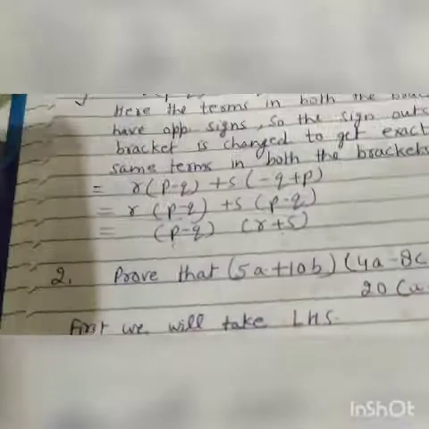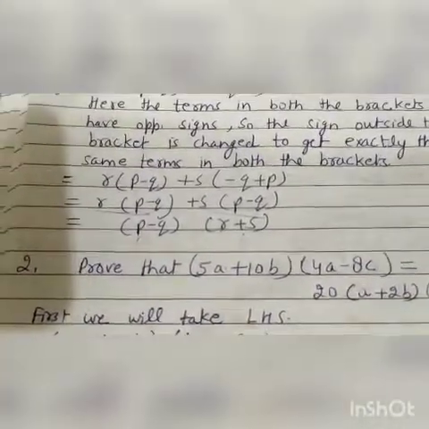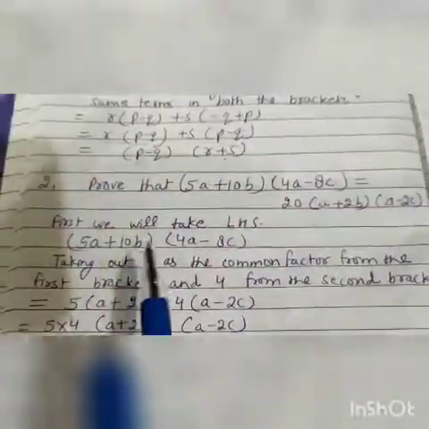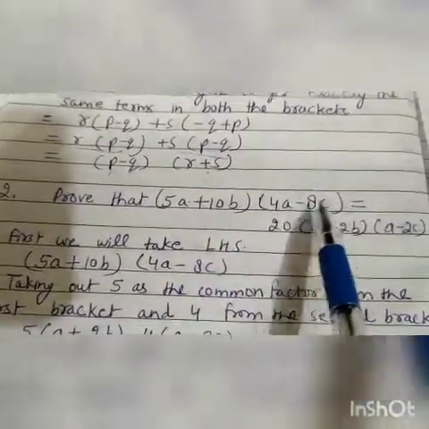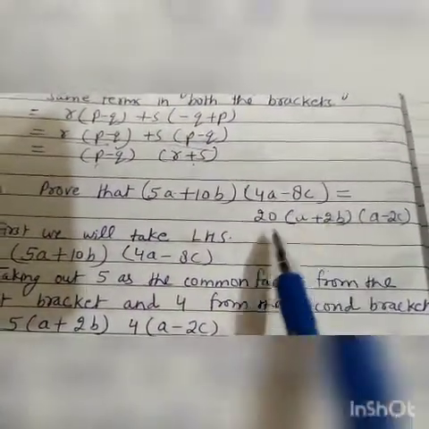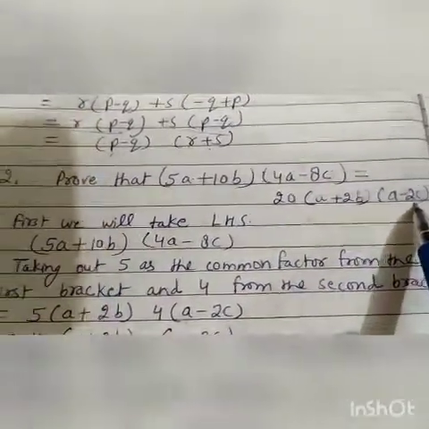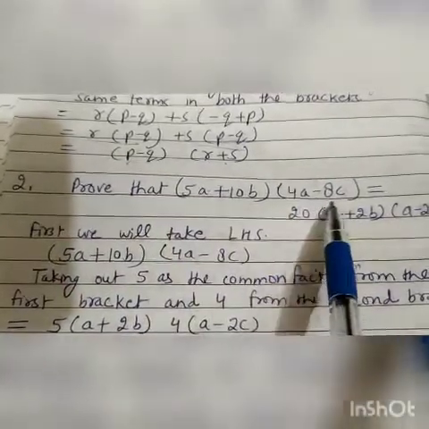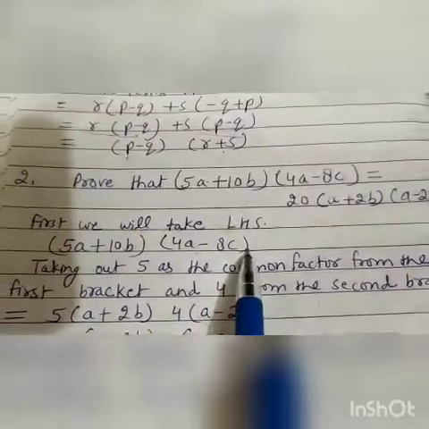Okay. Now come to second question. See second question. What is second question? Our second question is, prove that (5a + 10b)(4a − 8c) = 20(a + 2b)(a − 2c). First we will take left hand side. What is left hand side? This one is left hand side: (5a + 10b)(4a − 8c).